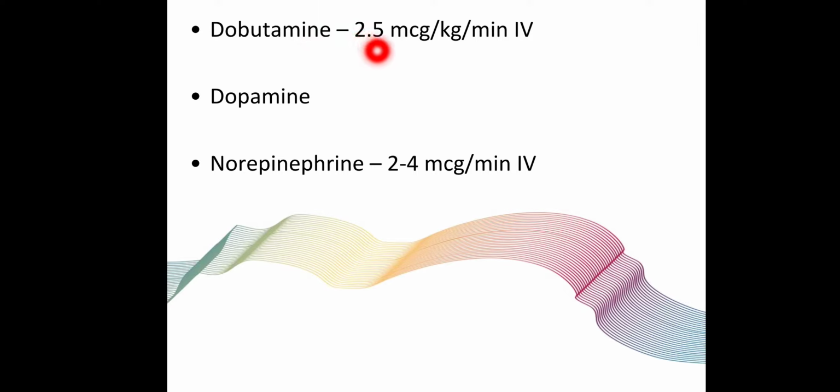The dose is 2.5 microgram per kg per minute IV, right? It has a beta 1 agonist effect on the heart, and that's how it will increase the contractility of the heart. Dopamine can also be given, and norepinephrine, right? It can be used as a last resort if dobutamine is not working.